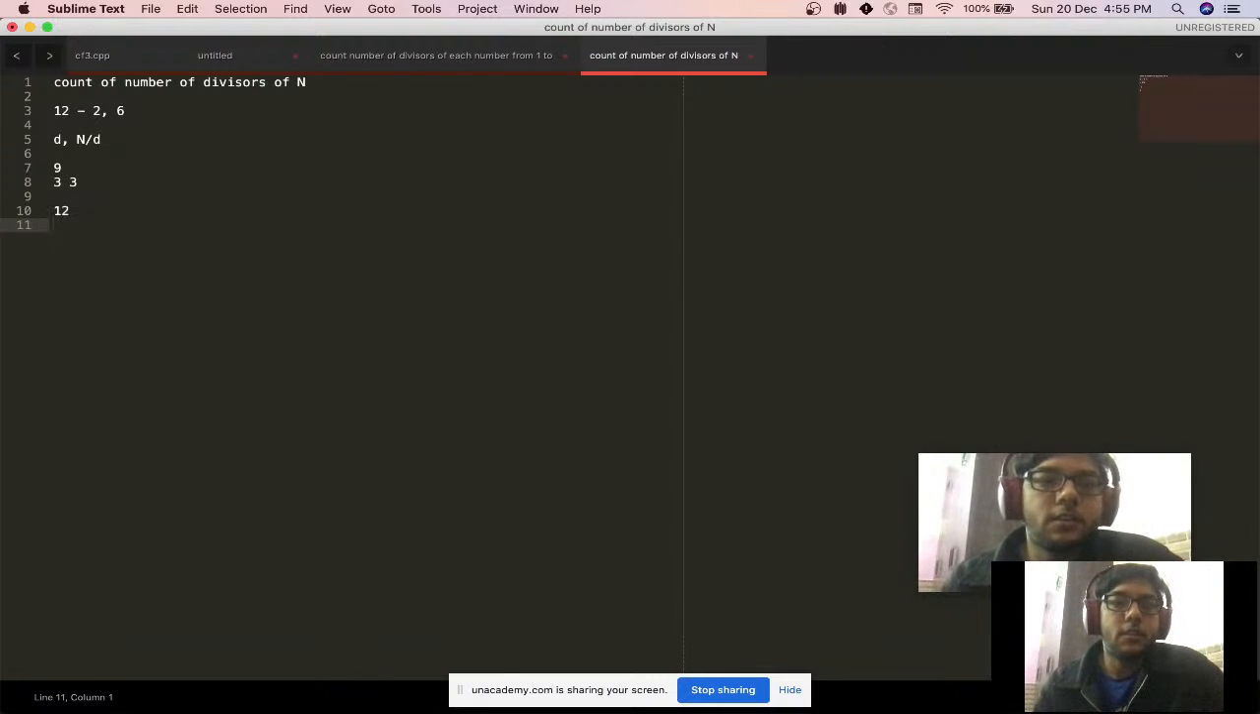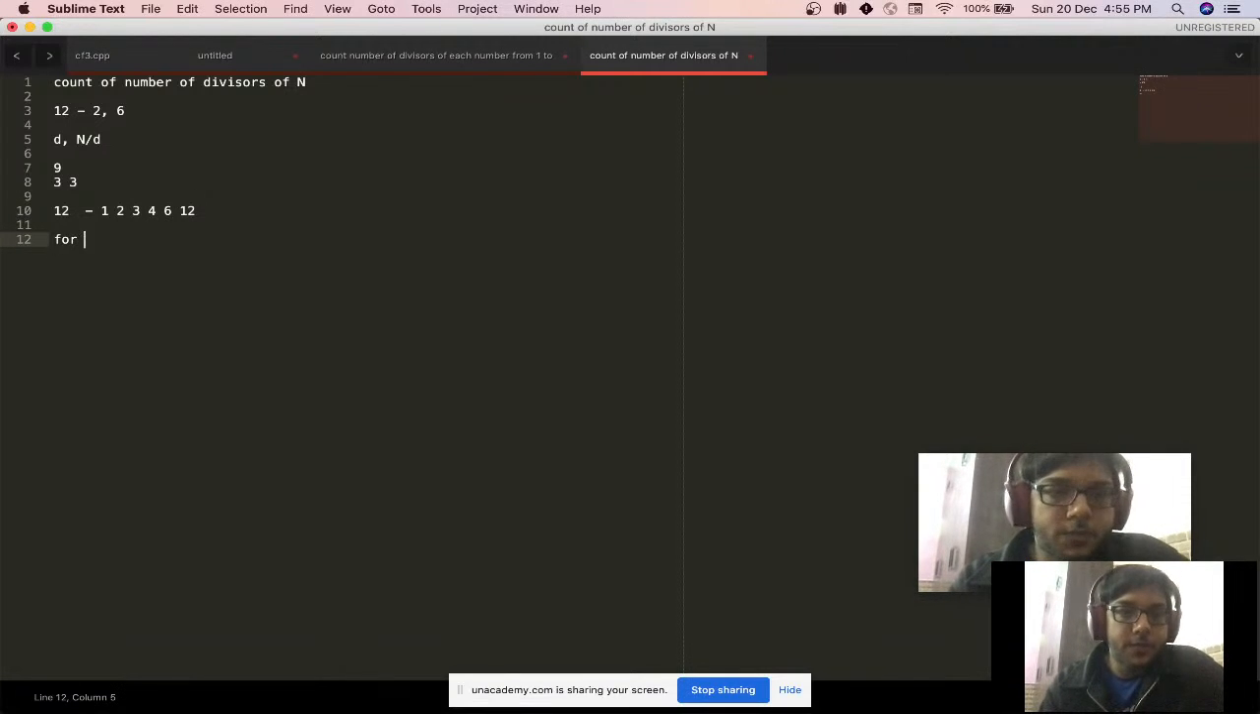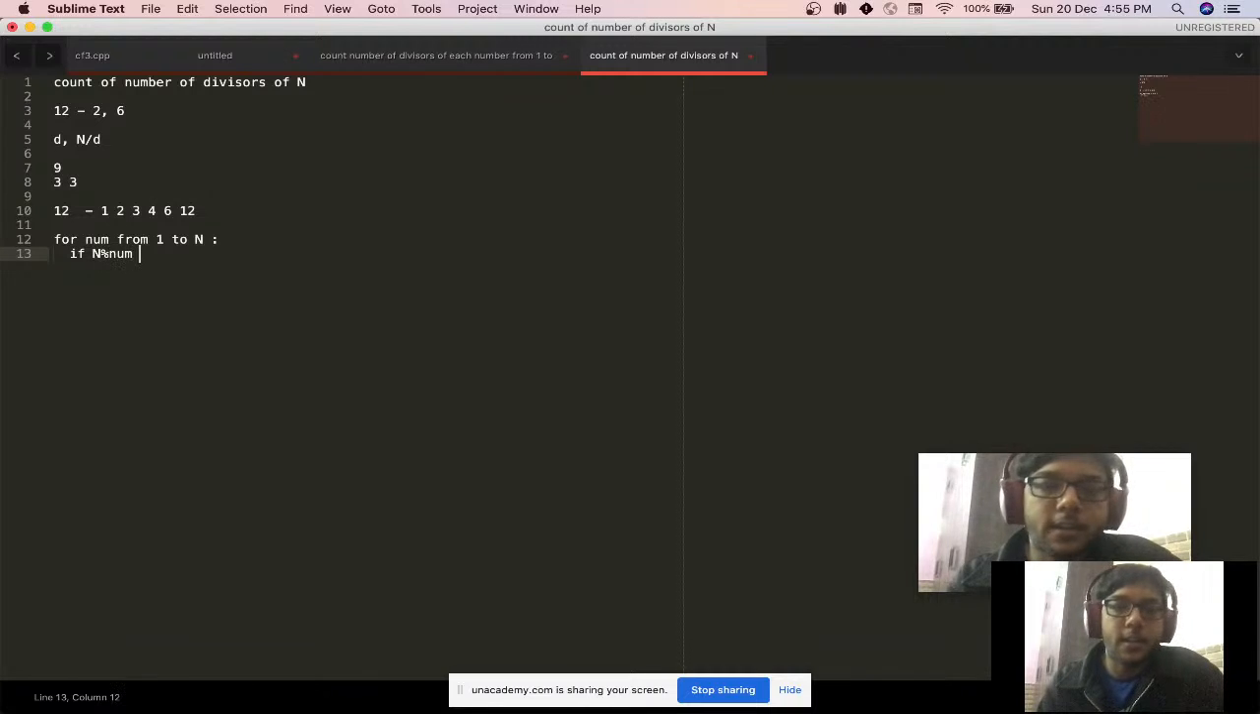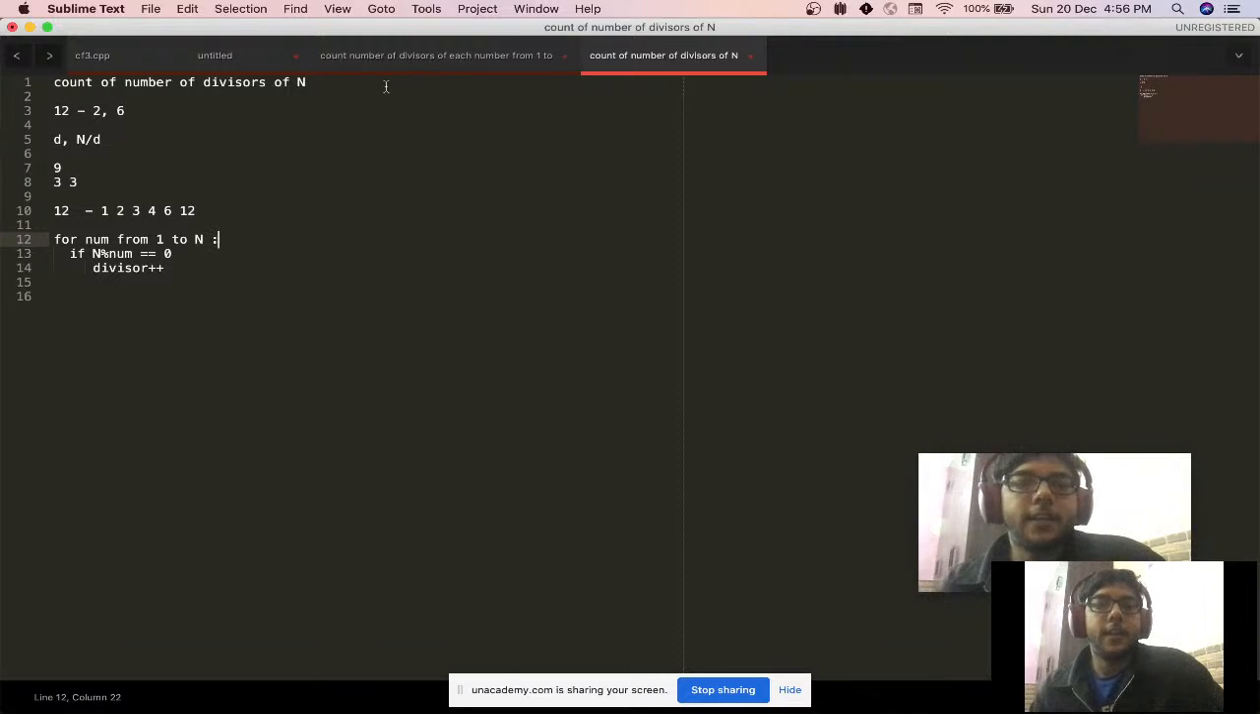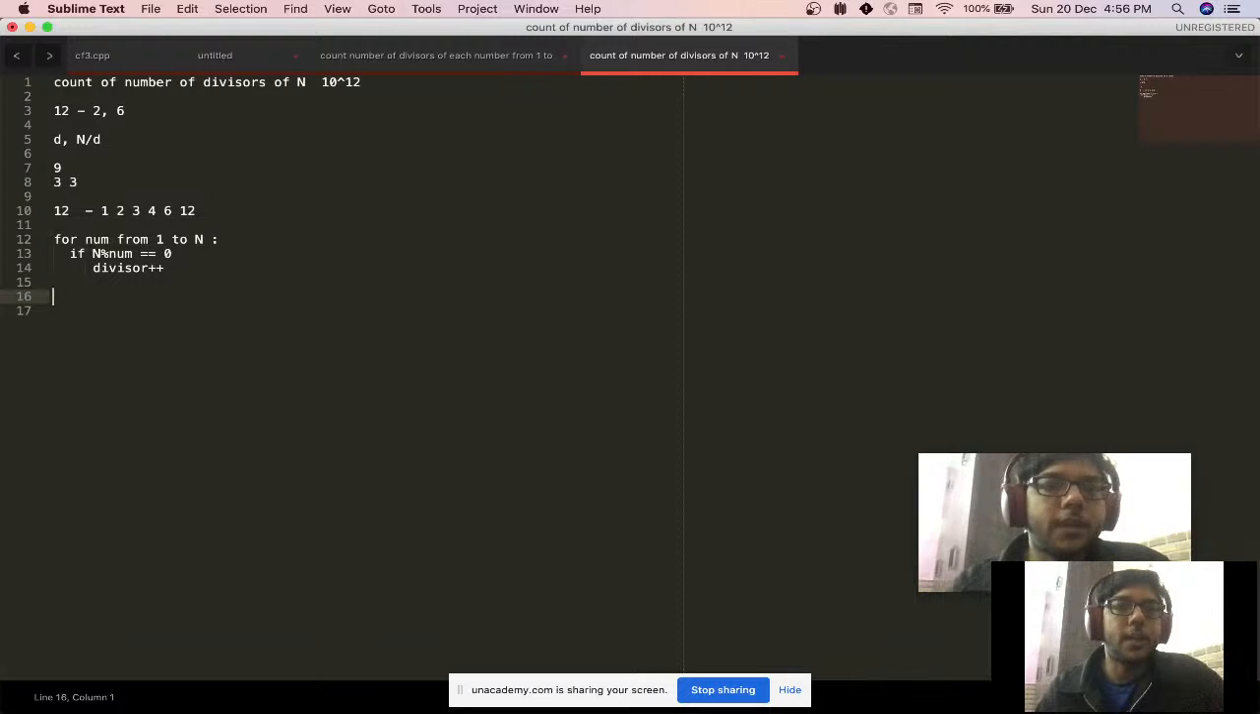So let's say for 12 we calculated by brute force. We have 1, 2, 3, 4, 6, 12. These are the divisors we calculated manually. So the brute force way is to iterate over all numbers from 1 to n. If n is divisible by that number, we say we got a divisor, divisor plus plus. That is the brute force way, and it takes around order of n time. And if the number is up to 10 power 12, we won't be very happy about this. It would take a lot of time.